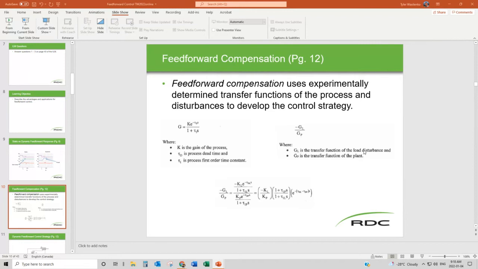In this case, GL is a transfer function of the load disturbance, and GP is the transfer function of the plant. So this is a very important formula for us to remember right here, negative GL over GP. There is one example of math in the back of the ILM for you to do. It's kind of fill in the blanks. I have the slides that we will review going over it, but by and large, this ILM is mostly just wrapping your head around the concepts of feedforward control and how it's different from other mechanisms that we've looked at earlier.